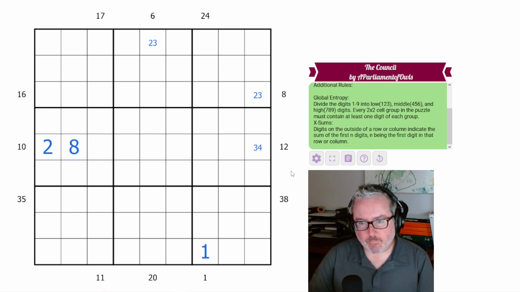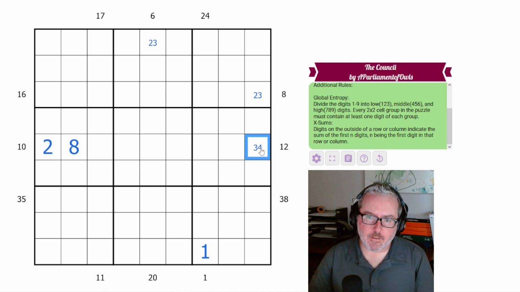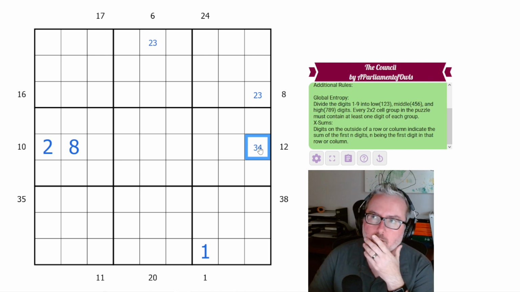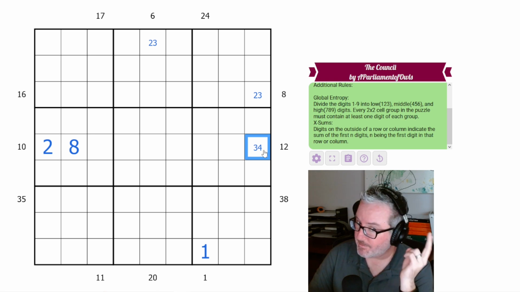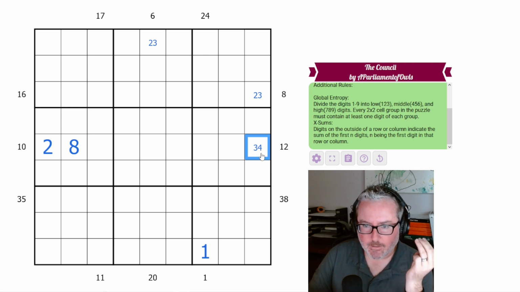Now, can we actually think about what the 4, if it could be a 4 now? Because how do you make 12 in 4 cells? It could be 1, 2, 4, and 5, or 1, 2, 3, and then what we have left over of 6.